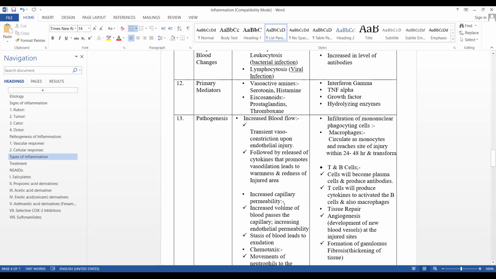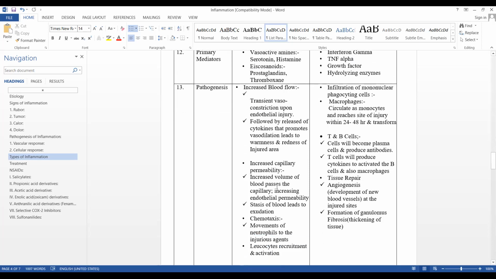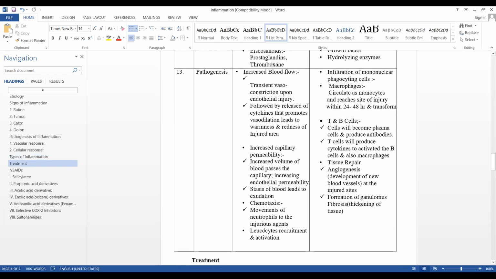So there is increased capillary permeability, increased volume of blood passing through the capillary, and increased endothelial permeability. Stasis of the blood leads to exudation. Chemotaxis means movement of the neutrophils to the injured area. Due to the release of chemical agents by the bacteria, all the neutrophils get attracted to that area, that is chemotaxis.